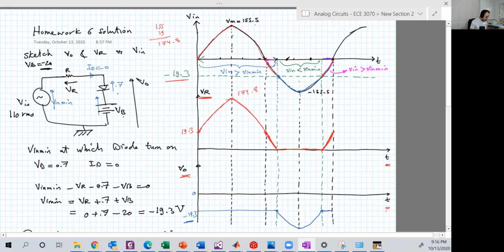Okay, it's much different from what we were expecting of clipping. The clipping here happens much. So actually, this is a kind of clipping, but we clip more than half a cycle. If VB is positive, we are clipping less than half a cycle. Now we are clipping more than half a cycle. That's the difference if you make the battery positive or negative.